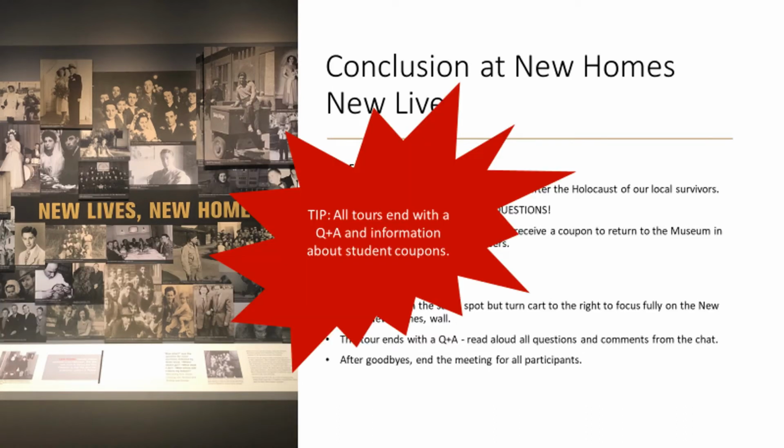This conclusion will look pretty similar in every single tour. Of course, it'll end with the question and answer and the information about student coupons, but depending on where you are, you won't talk about new lives, new homes. Instead, you'll talk about the 10 stages of genocide or the Embrace Ideals, Challenge Reality, Participate, and Repair wall. For the full tour, you will actually end in the memorial room, where you will, again, take question and answer and inform them about student coupons.